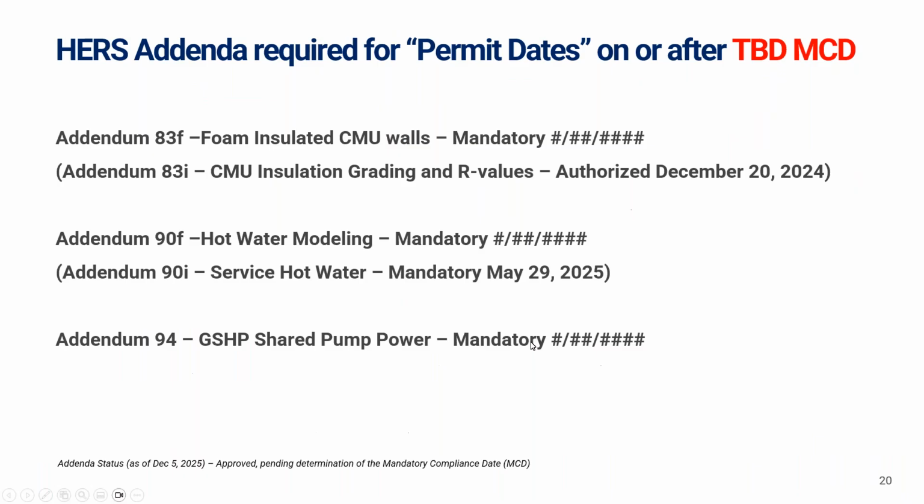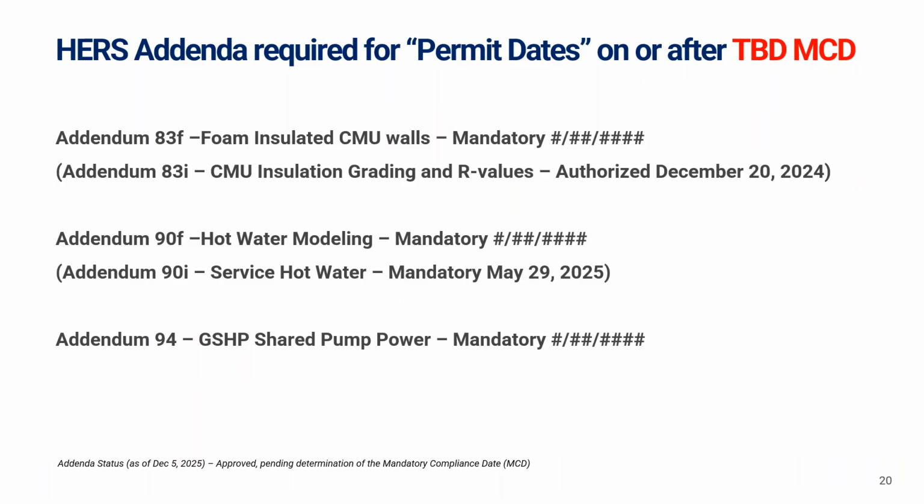Okay, so this is another group. These are HERS addendum. I grouped these together. It's 83, 90, and 94. These are grouped together because all three of these have gone through public comment. They have been approved. They just have not, a mandatory compliance date has not been established.